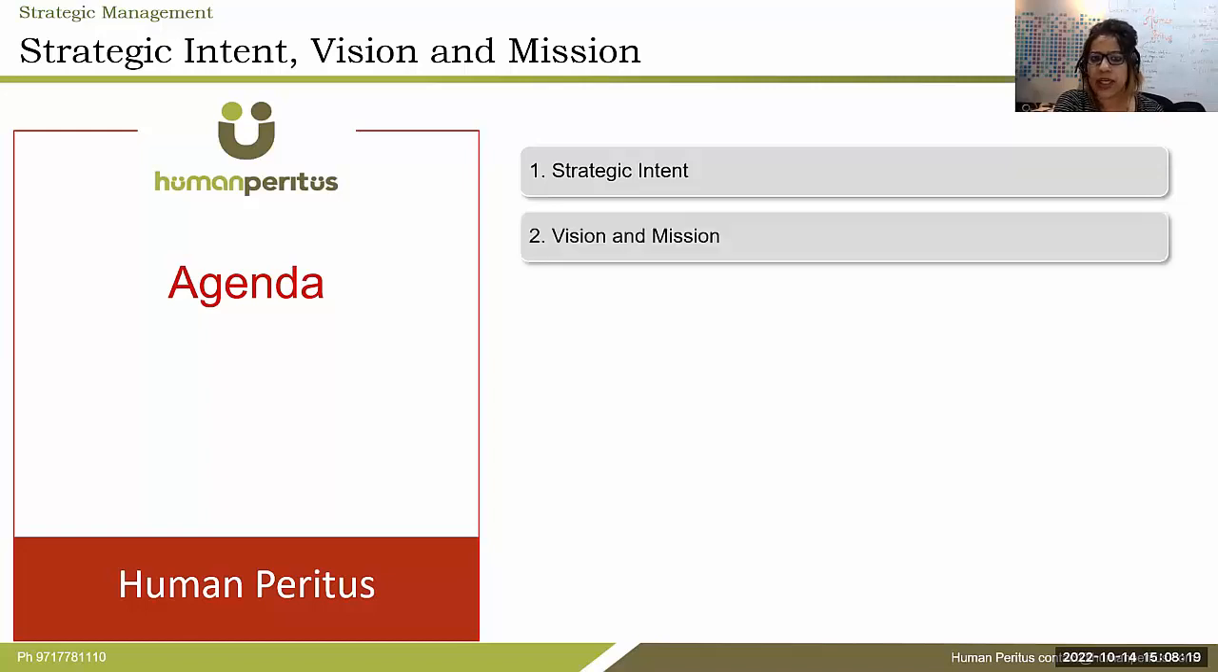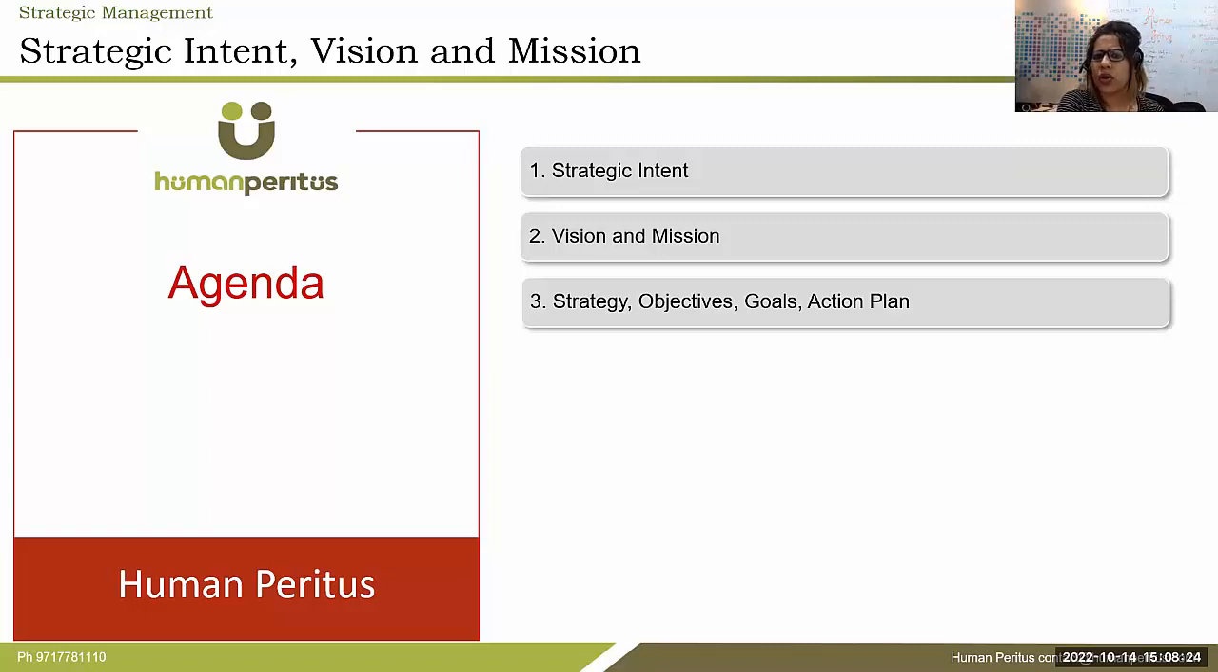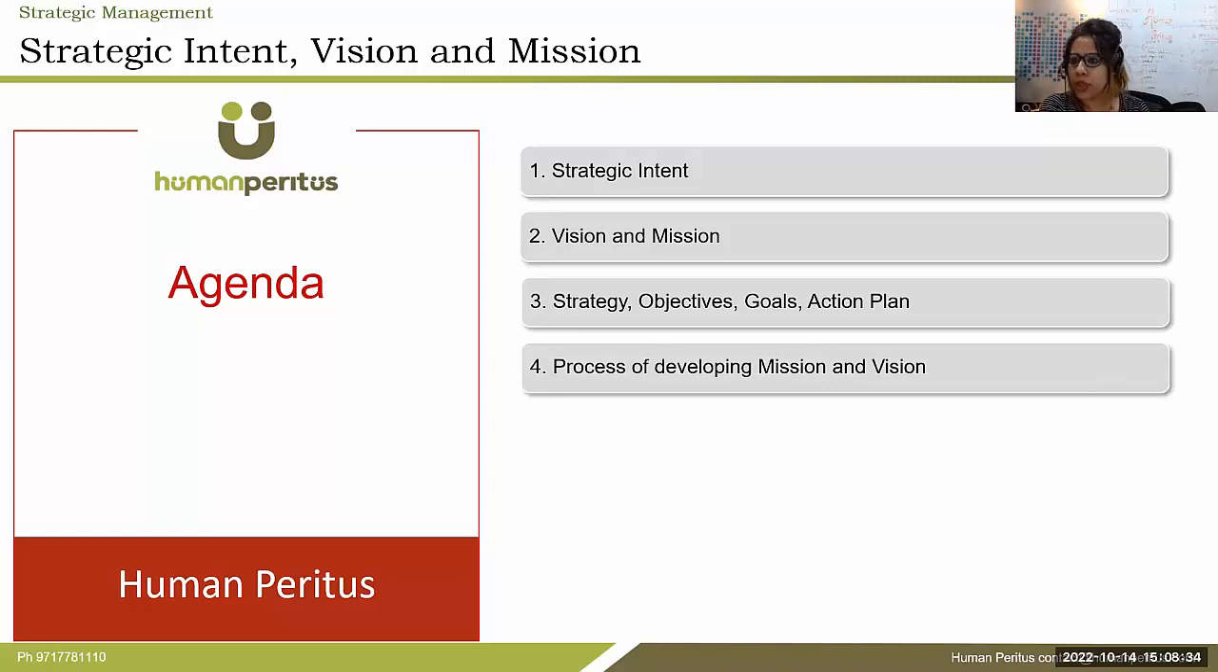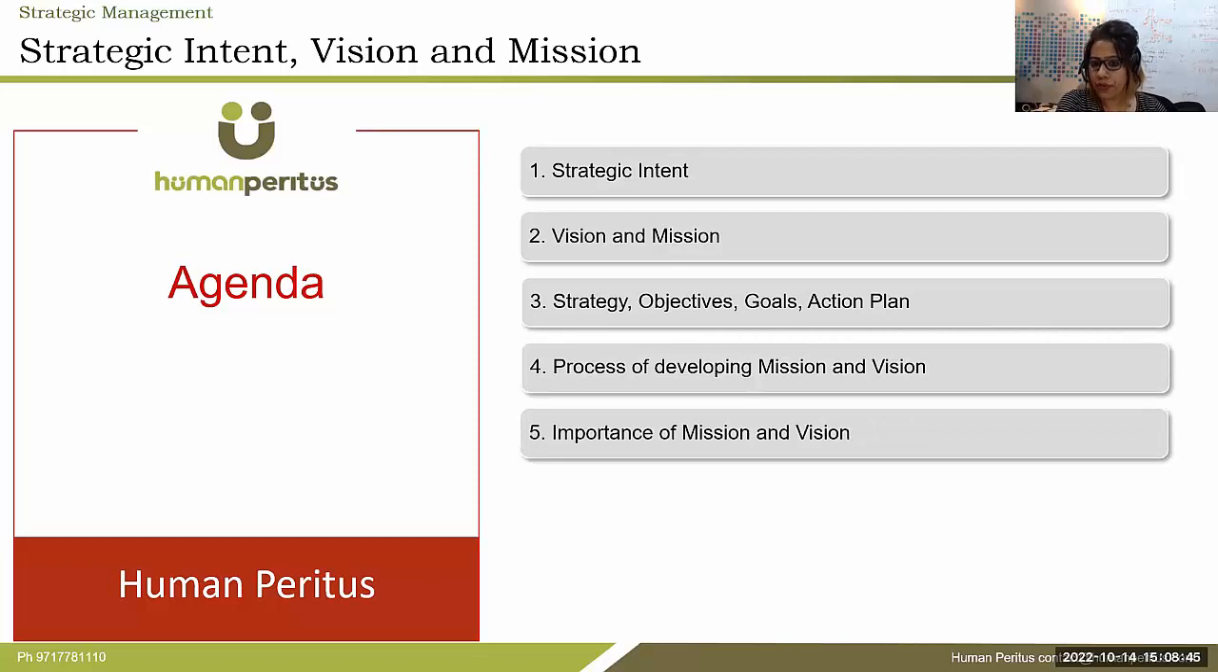So we'll talk about strategic intent. We'll come to vision and mission, the part of the strategic intent. Then we'll talk a little about the hierarchy of goals, the goals that we have decided, how that hierarchy follows. And then we'll talk about the process of developing mission and vision, how we develop a mission for the organization, how we develop a vision for the organization. We'll talk about the importance of mission and vision. We'll talk about the characteristics. We'll talk about the components and how we can evaluate them. So this will be the basic agenda for today's class.